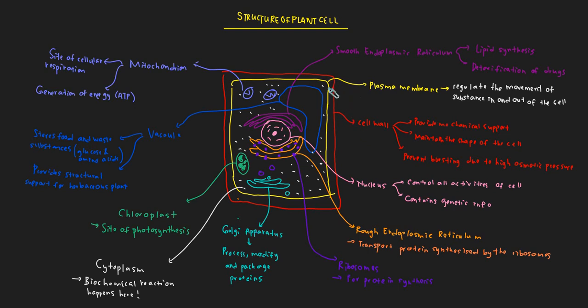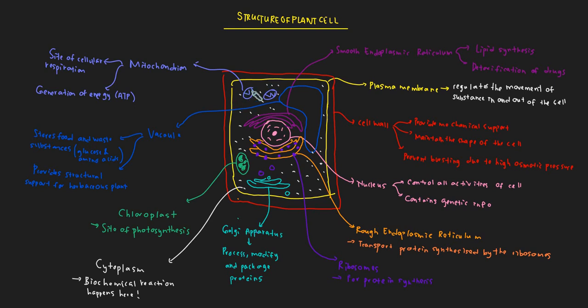Okay, and then we have the plasma membrane over here. The plasma membrane regulates the movement of substances in and out of the cell. And then next we have the vacuole. The vacuole stores food and waste substances such as glucose, amino acids, carbon dioxide, and it also provides structural support for herbaceous plants, meaning that when the cell is turgid, it can provide support for the plant to stay upright.